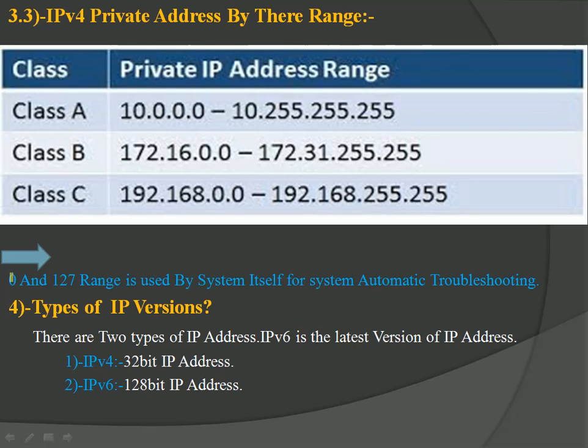So guys, there are two types of IP version. The first one is IPv4 and the second one is IPv6. IP version 4 is a 32-bit long IP address, and IPv6 is a 128-bit long IP address. IP version 6 is more secure than IPv4 because it is a very long, hexadecimal IP address that is not tracked by hackers. That's why.